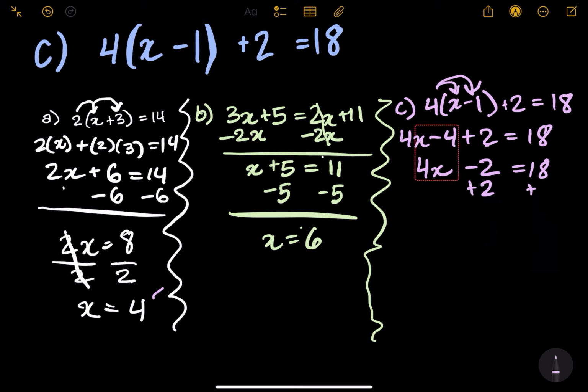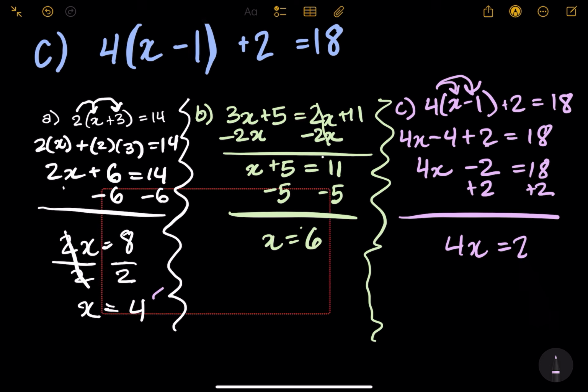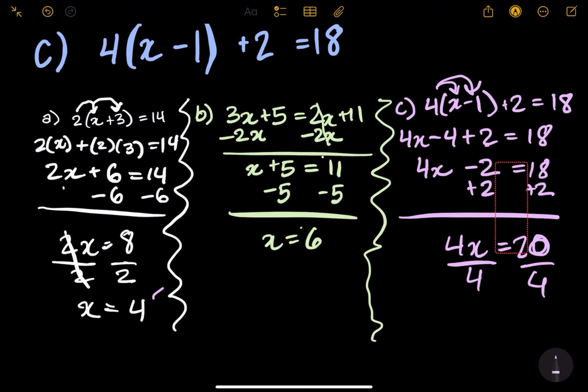Add 2 on both sides. 4x is equal to 20. And then you divide by 4 on both sides. And then x is equal to 20 divided by 4, which is 5.